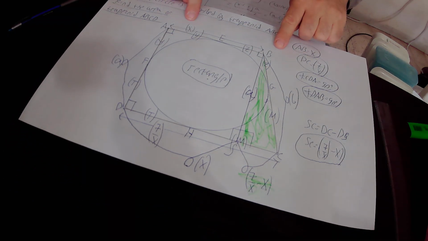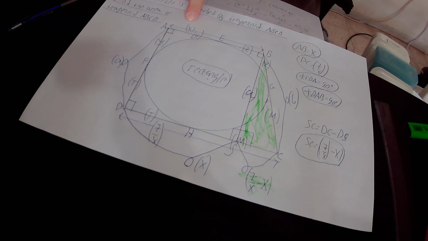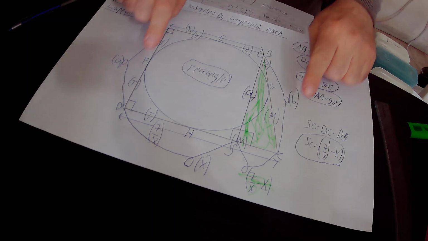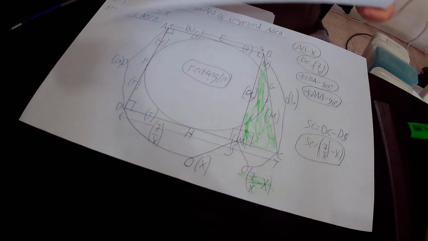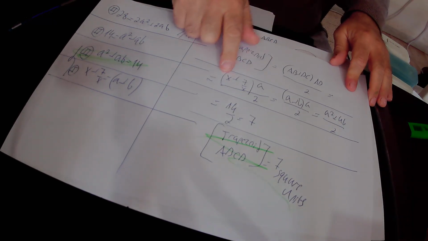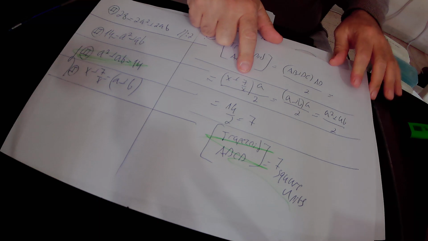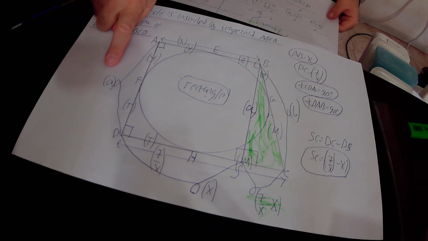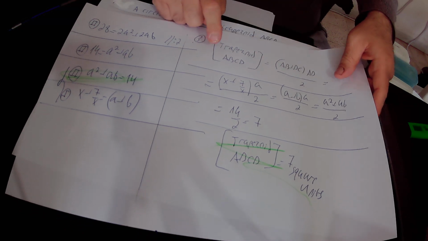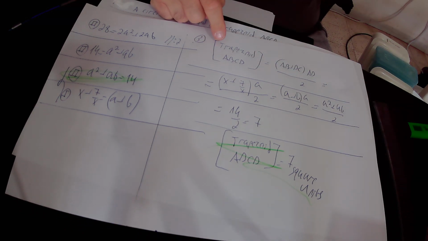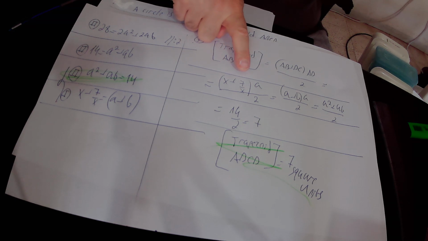AB equals x according to what is given in the question, and DC equals 7 over x according to what is given in the question. I repeat again, AB is x, DC is 7 over x, and AD is a according to our definition. So in conclusion, we have found out that the area of trapezoid ABCD equals x plus 7 over x times a over 2.